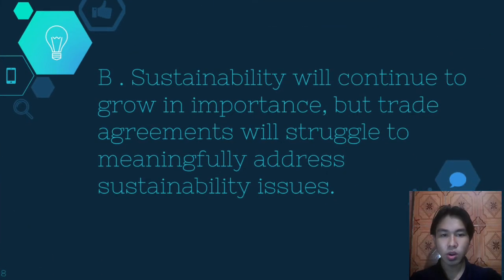B. Sustainability will continue to grow in importance, but trade agreements will struggle to meaningfully address sustainability issues. There is fortunately an increasing recognition that although trade is an essential ingredient in economic development, it cannot be sustainably pursued unless it generates balanced economic growth and includes an equivalent commitment to strengthening social capital and environmental stewardship.